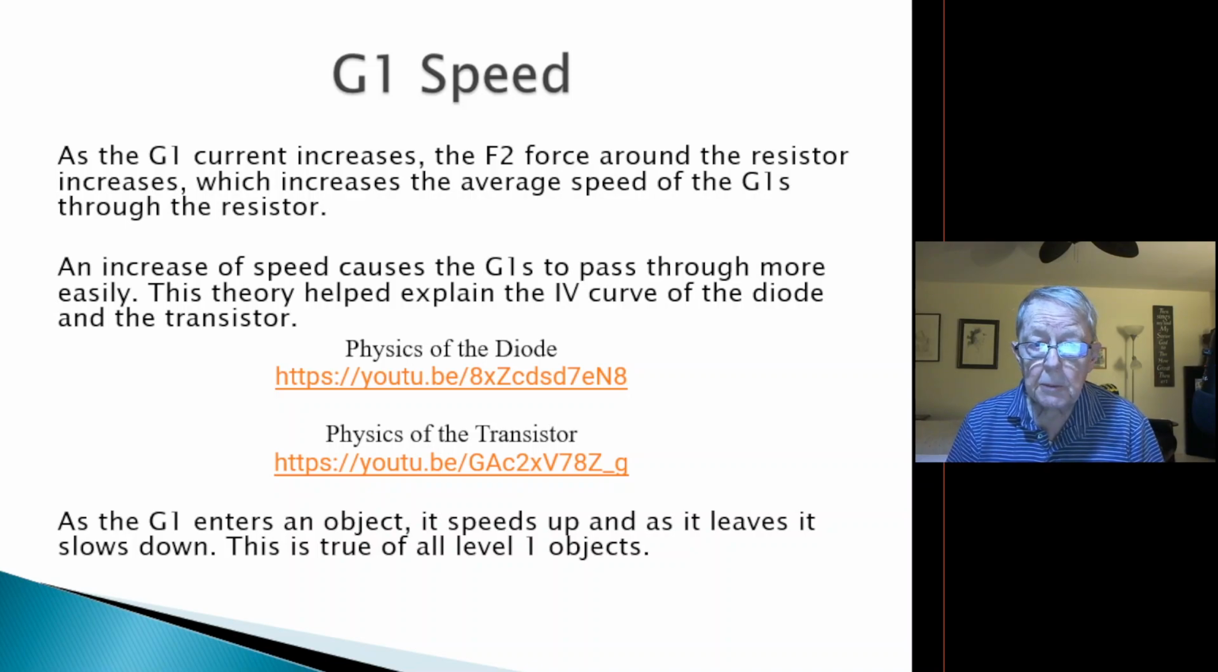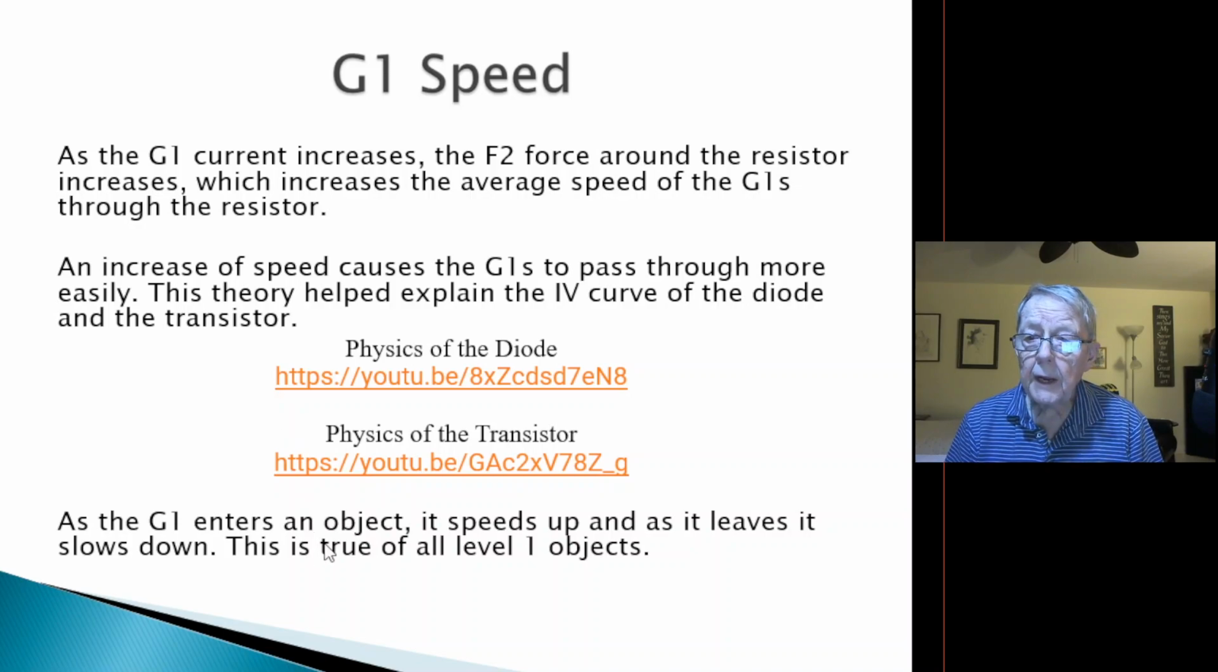This theory helped explain the IV curve, that's the current voltage curve of the diode and the transistor. A while back, I had two videos, one on the physics of the diode, the other on the physics of the transistor. I'll list these in the description of this video so you can get to them easily.